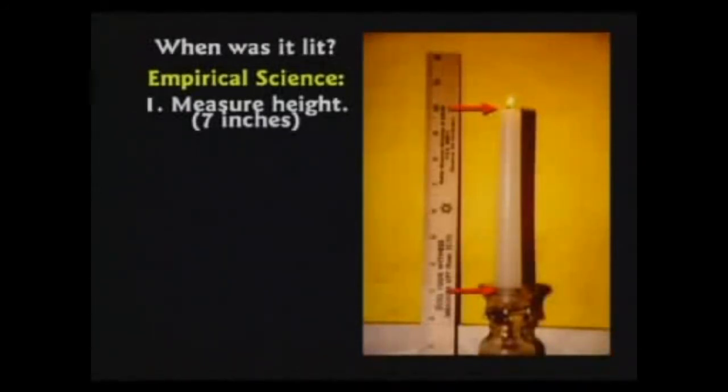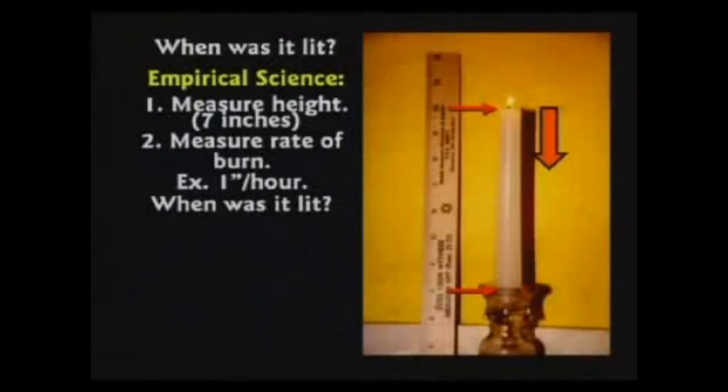You say, I don't know. Okay, let's do some more science. Let's measure how fast it burns. Suppose we get an Olympic stopwatch and we measure this thing very carefully and find out the candle is burning 1 inch every hour. Now we've got 2 hard science empirical facts. The candle is 7 inches tall. It is burning 1 inch an hour. When was it lit? You still can't tell me unless you make some assumptions.